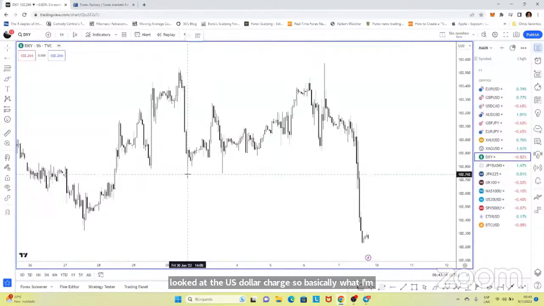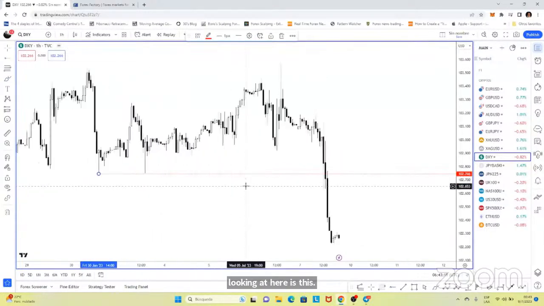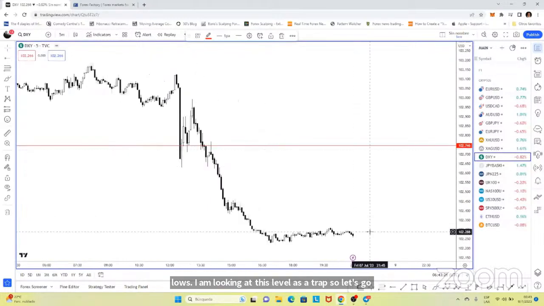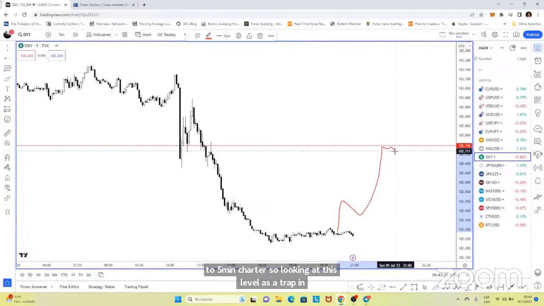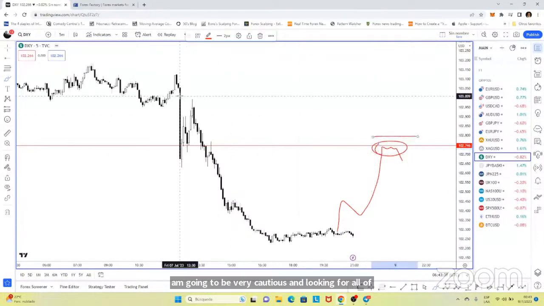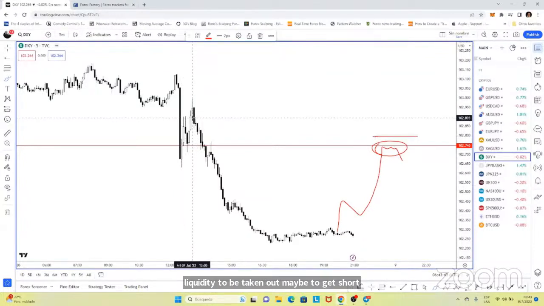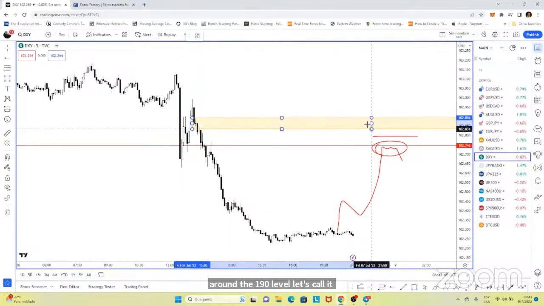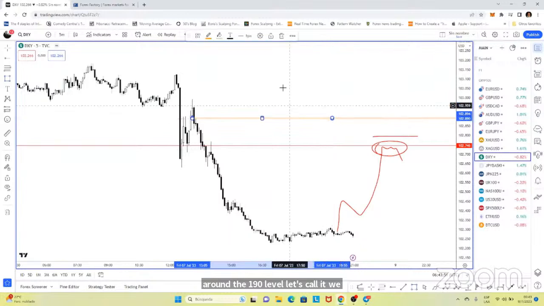If you look at this, the US dollar price took out these lows. I am looking at this level as a trap. So let's go to 5 minute chart or so. I'm looking at this level as a trap in the sense that if I see a pullback towards this level, I am going to be very cautious and looking for all of this liquidity to be taken out, maybe to get short higher around the 102.90 level, let's call it. We do have a small imbalance or inefficiency in the market here.